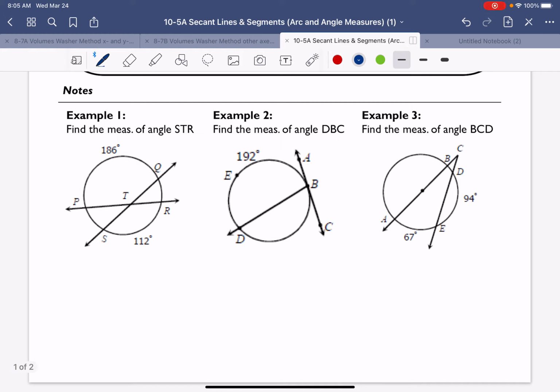So let's go ahead and go over 3 simple examples here for you. If you look at example 1, it says find the measure of angle STR. So which one is STR? I know S is right here, T and R. So that angle is STR.